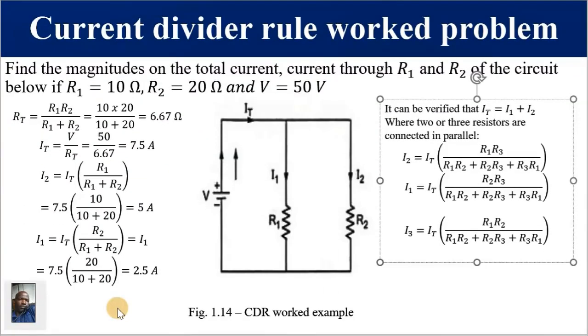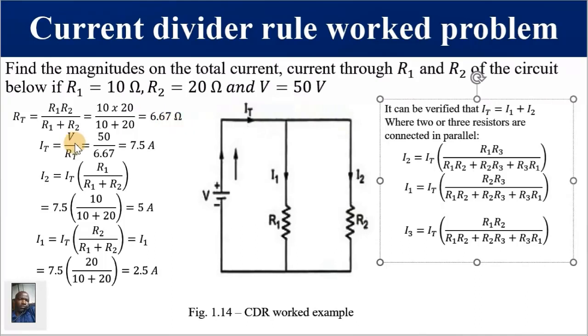We've got a problem on the current divider rule as usual. After a concept, we must apply it. This time we've got this circuit and we are given R1 equals 10, R2 equals 20, and supply voltage equals 50 volts. How do we find the magnitudes of the total current and the current through R1 and R2? We start by calculating total current. To find total current, we must find total resistance. This circuit is made up of two resistors connected in parallel. We use product over sum, so our total resistance becomes 6.67 ohms.